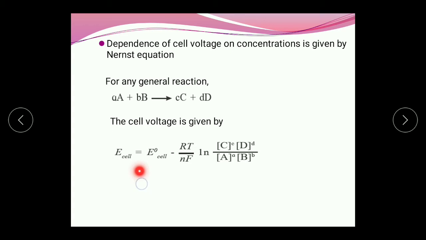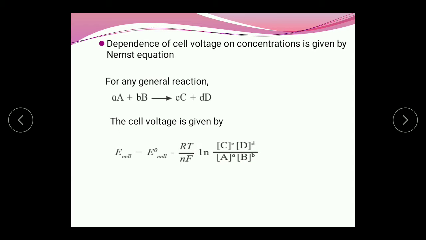E cell, that is the EMF of the cell, equals E0 cell, that is the EMF at standard concentration, minus RT divided by nF, ln of concentration of C raised to c into concentration of D raised to d, divided by concentration of A raised to a into concentration of B raised to b. This is the ratio of the product of concentrations of products divided by the concentrations of reactants.